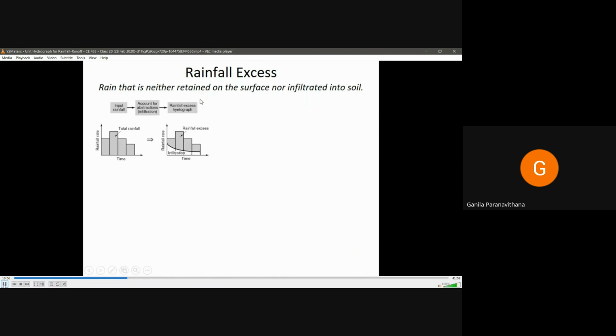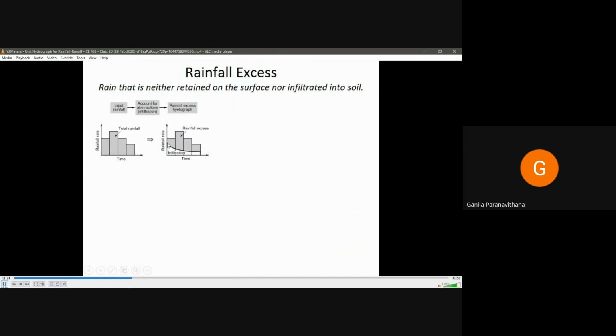Rainfall excess is what's left over after infiltration. So this first figure is showing a rainfall hydrograph, and it's showing a graph of time and rainfall intensity. You see it's broken up into time segments. There's some variability in the rainfall intensity over time. This is the typical declining rate of infiltration.